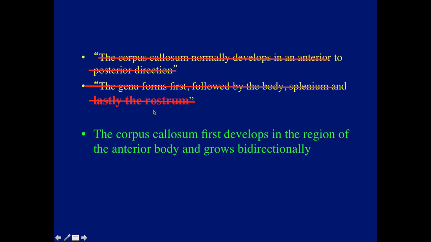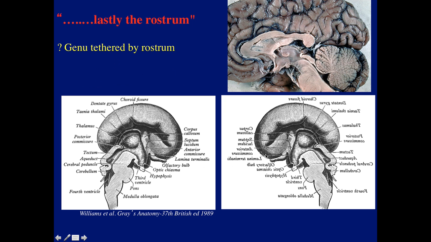Lastly, the rostrum. It made no sense to me that the rostrum would be the last. It just was not right. Because it grows in the region of the anterior body and then grows bidirectionally. So again, if we look at the specimens here, so here's the rudimentary corpus callosum in a young human fetus. So it would be in this location here. Why would the rostrum be the last if it's so close to where the corpus callosum starts? It made no sense.